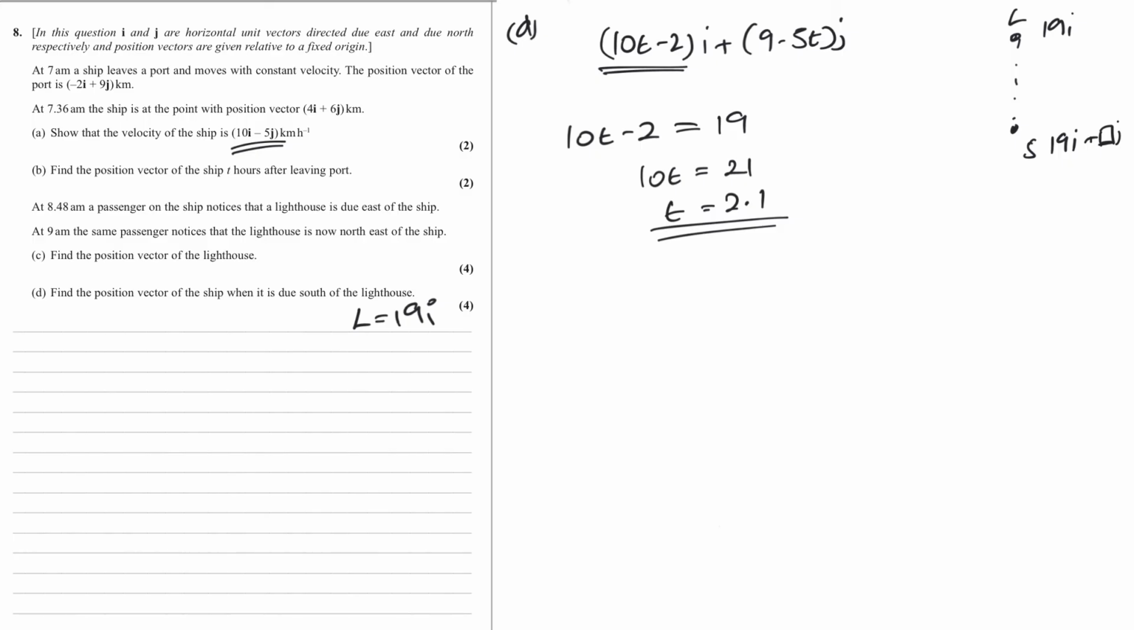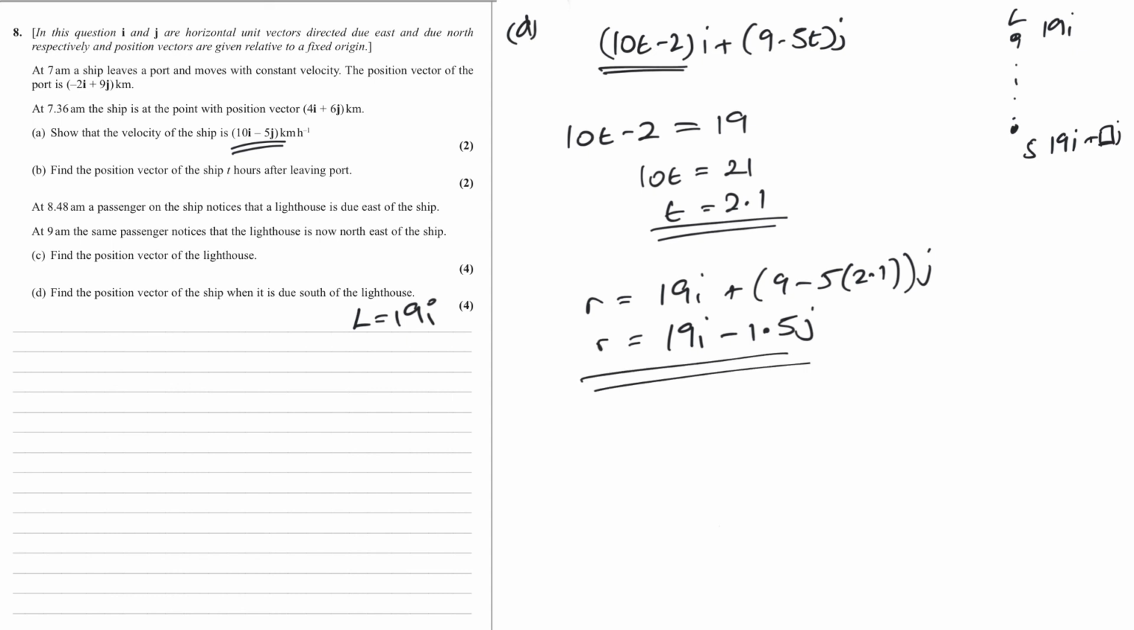Now I know that, I can work out the position vector of the ship. So it's obviously 19i, we know that, plus 9 minus 5 lots of 2.1, j. So it's 19i minus 1.5j, and that is the position vector when the ship is due south of the lighthouse. I hope that's made sense there at the end. I don't think this is a particularly difficult paper, but hopefully you've got enough out of it.